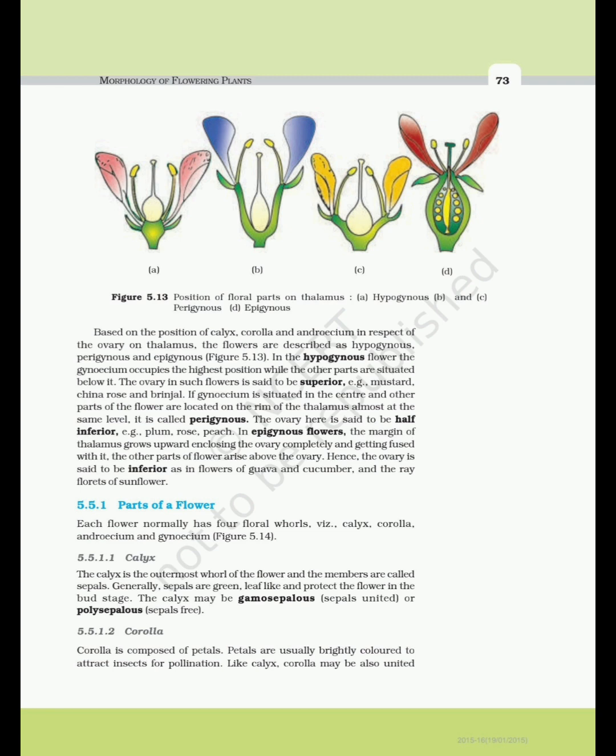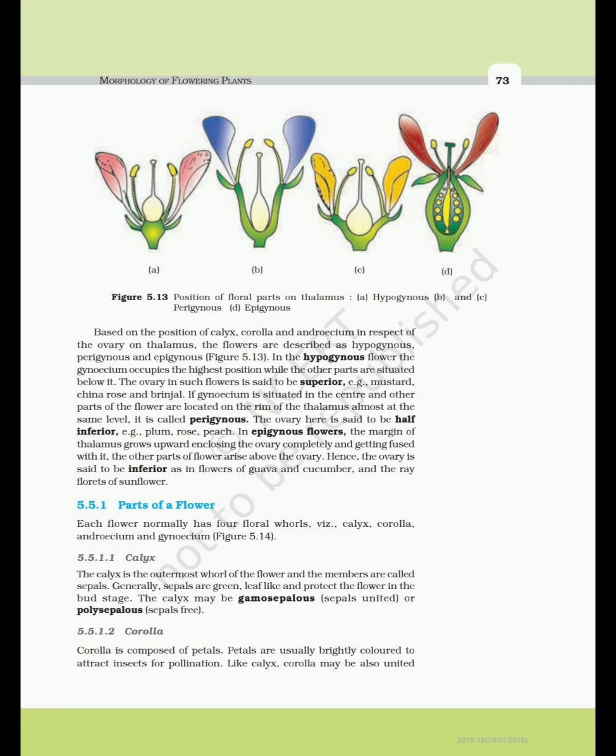In epigynous flowers, the margin of the thalamus grows upward enclosing the ovary completely and getting fused with it, and the other parts of the flower arise above the ovary. Hence, the ovary is said to be inferior, as in flowers of guava and cucumber, and the ray florets of sunflower.